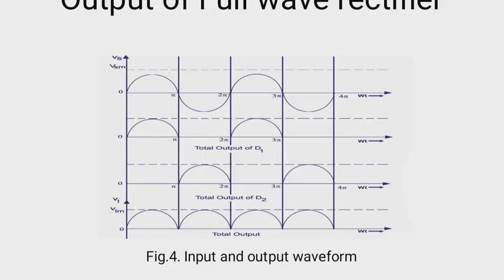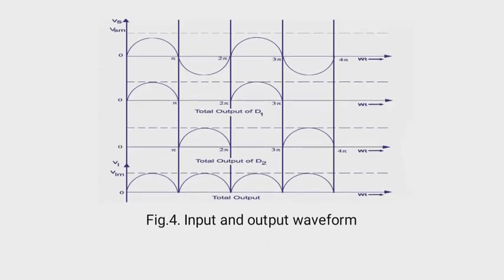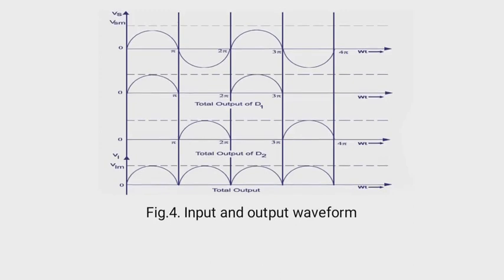So we are getting some output across the load, and this is the total output with respect to this input Vin. During the positive half cycle, diode D1 is in conducting state, and during the negative half cycle, diode D2 is in conducting state, and the same phenomenon will repeat with respect to time or frequency.